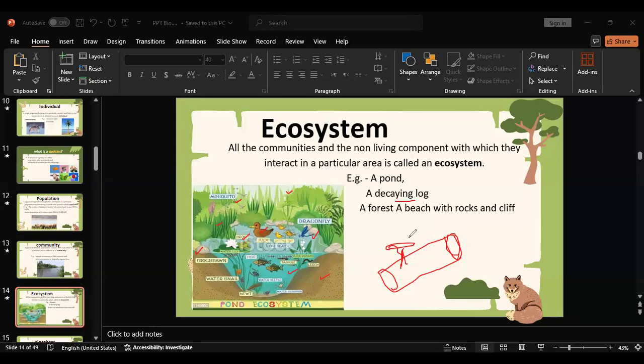Another thing, the forest, a beach with a rock and the cliff. Why are we mentioning the rock and the cliff? Because of non-living components. If you take the forest, it is also one ecosystem. In a forest you may see a lot of communities, with rock, sand, water, and everything. The beach is also like this. So these are examples of ecosystem. Again, I'm telling you that the ecosystem is all the communities and non-living components.